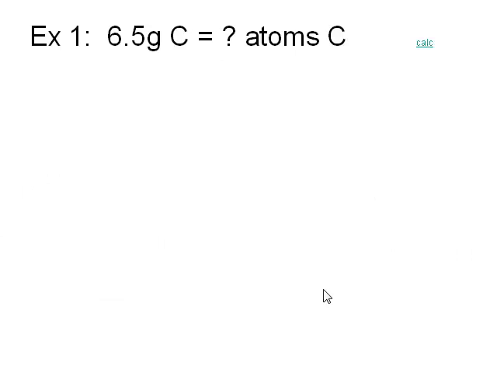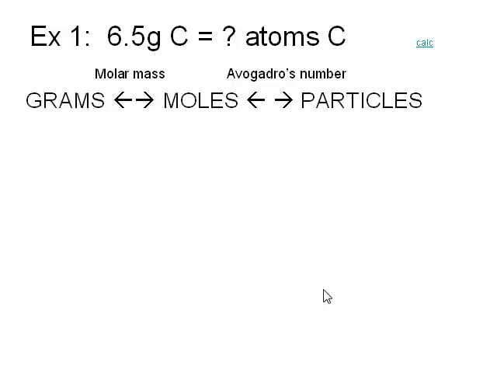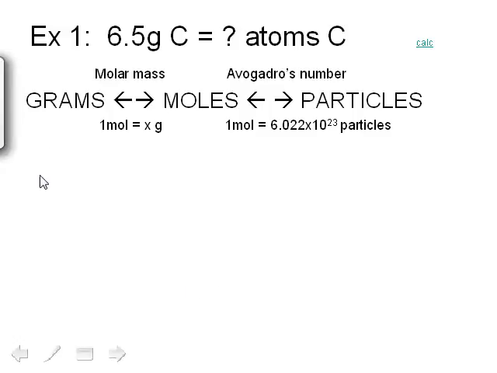So our first example is, let's say that we have 6.5 grams of carbon. We want to know how many atoms of carbon that is. Well, let's look at our mole roadmap, and let's start with our given and figure out what we need to do. So we always write down our given to start with, 6.5 grams of carbon. Grams, we find it on the mole roadmap. Grams right here. We're going all the way over to particles, atoms in this case. So this will be a 2-step problem. Grams to moles, moles to particles.